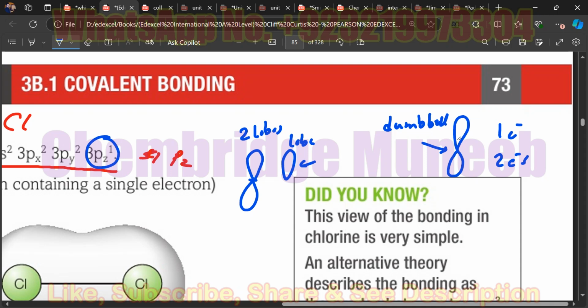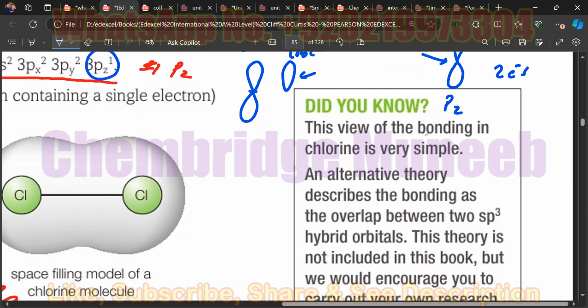So if there is either one electron or two electrons, the shape will remain the same. In chlorine, there is just one electron in the pz orbital, but one electron means the shape will remain the dumbbell form. It will not change. Now, two pz orbitals of two different chlorine atoms are combining with each other. This pz is combining with this pz orbital. They both have one electron each in their pz orbital.